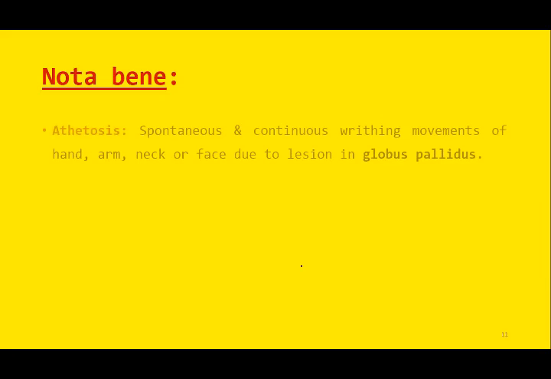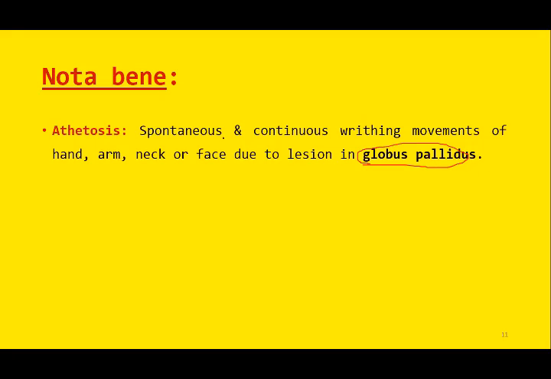So before we proceed further, these are some terminologies that you must remember. These are some clinical terminologies. The first one is athetosis. Athetosis is used whenever there is a lesion in the globus pallidus. Damage to the globus pallidus will result in continuous writhing movements of the hands or arms. So this is known as athetosis.